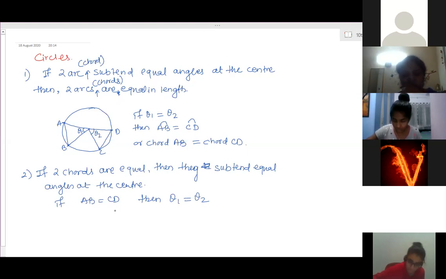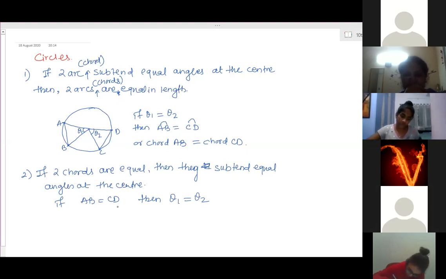Clear these two? Actually 4. These are 4 theorems. Arcs and chords, for arcs separately and chords separately. Then the third one is about the chords.